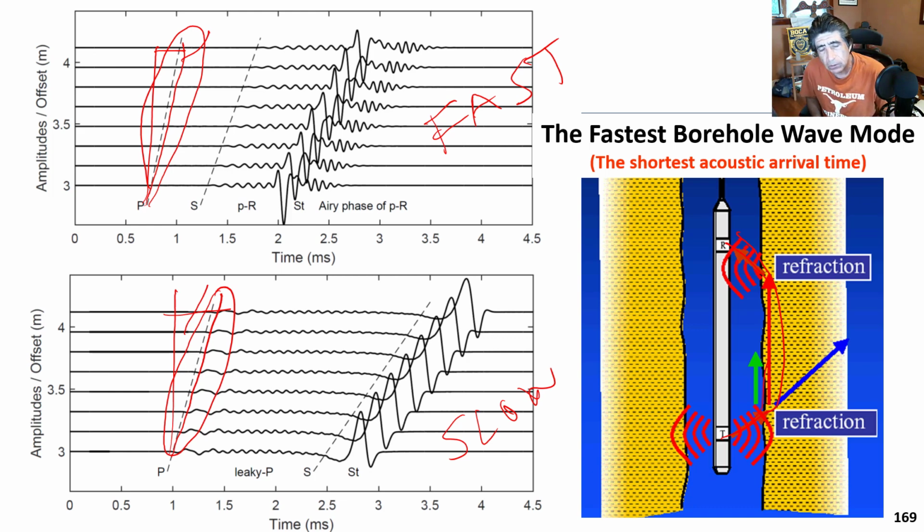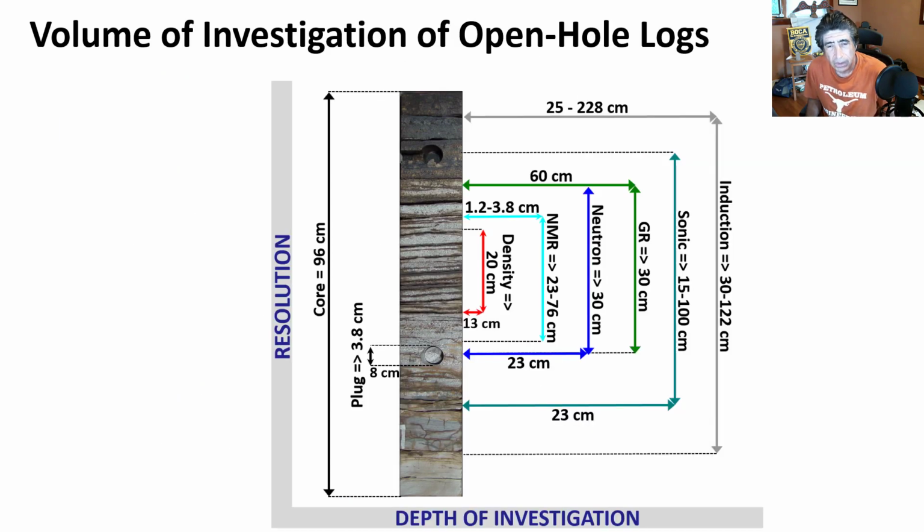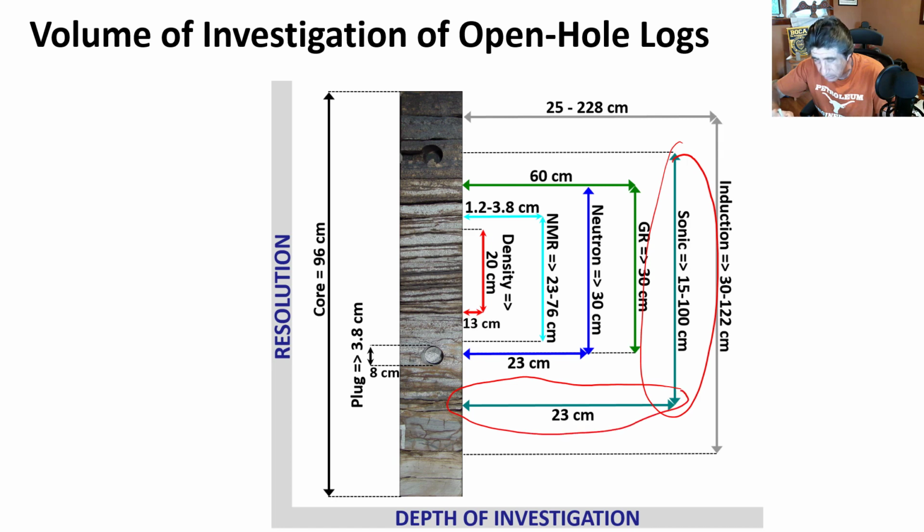So let's figure out what kinds of rock properties one can estimate indirectly by looking at these fastest arrival times. Just to remind you, as I said before, the depth of investigation and resolution of sonic logs is as shown here. The resolution is given by the length of the array of multi-receivers, and the depth of investigation is a function of the particular wave. But if you're looking at the fastest wave, that will be even shallower than 23 centimeters because it's a refracted wave.